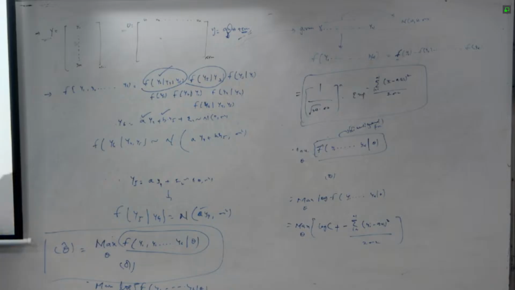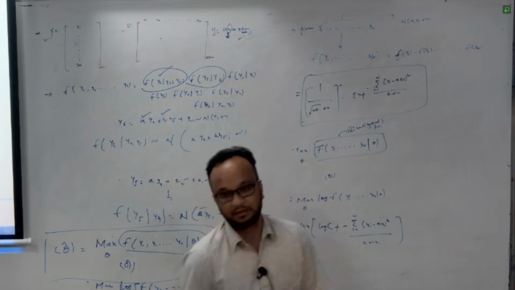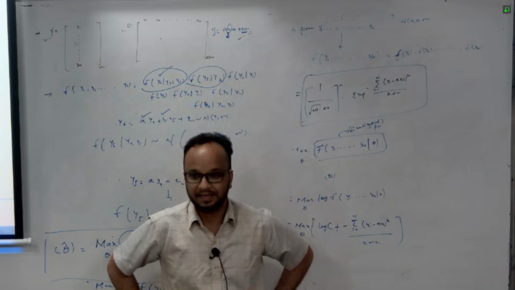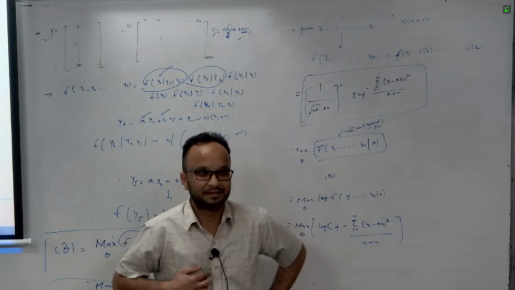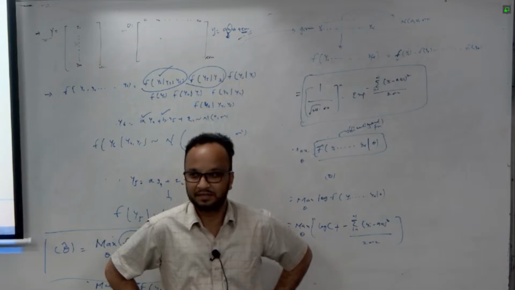Now I'll make it more complex. Let me see what the solution is. So these are the parameters. This is the joint density function for this system. Now I say that I want to solve this one. Is it the same as the previous case? What complexity do you get additionally here?